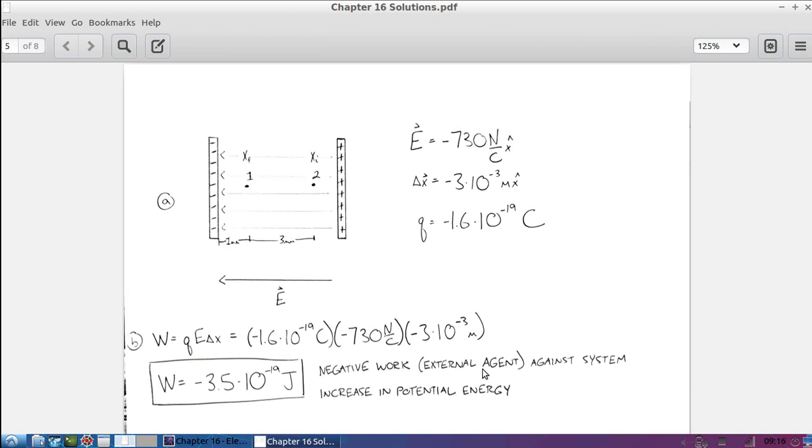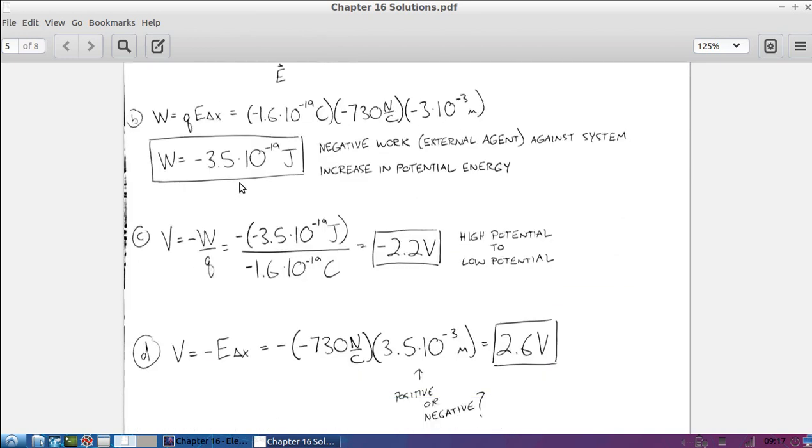I think it's the external agent that's doing positive work, causing an increase in potential, but it's the two-plate system that's doing negative work, which is causing an increase in potential energy, because work is negative delta U. So we're going from position 2 to position 1, which is in the direction of the electric field, but we're talking about a negative charge. So there has to be some external agent applying a force on this electron in the negative x direction. So it goes against the force that's being applied by the two plates.